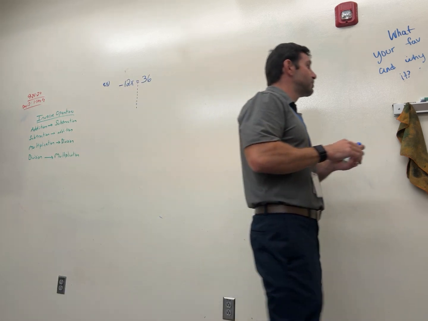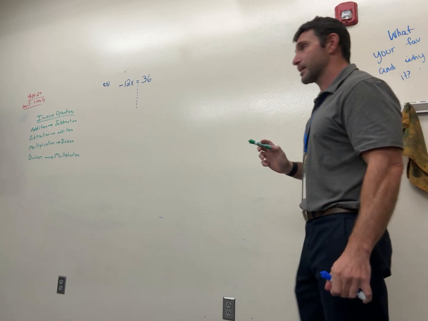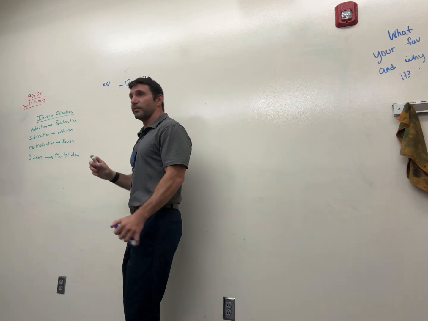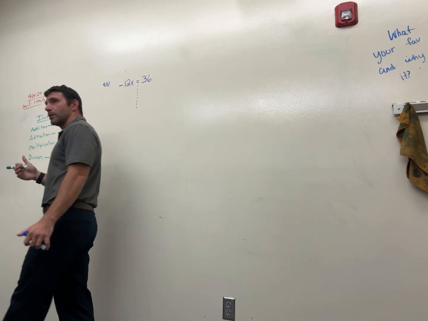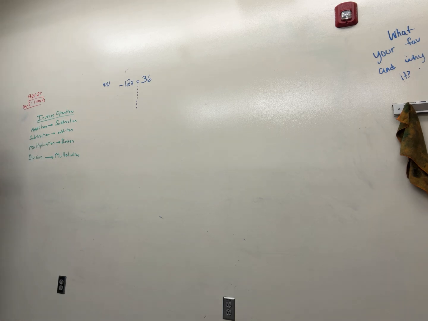Then I want you to read the problem. And I want you to read it mathematically. I'm not going to say negative 12x. That doesn't tell me anything. What does it mean when I have a number next to a variable? Does it mean add, subtract, multiply, or divide?